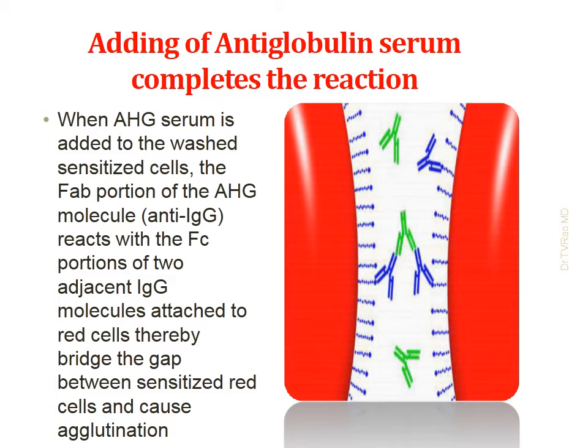When anti-human globulin AHG serum is added to the washed sensitized cells, the Fab portion of the AHG molecule, anti-IgG, reacts with the Fc portion, the crystallizable fragment portions, of two adjacent IgG molecules attached to red cells, thereby bridging the gap between the sensitized red cells and causing agglutination.